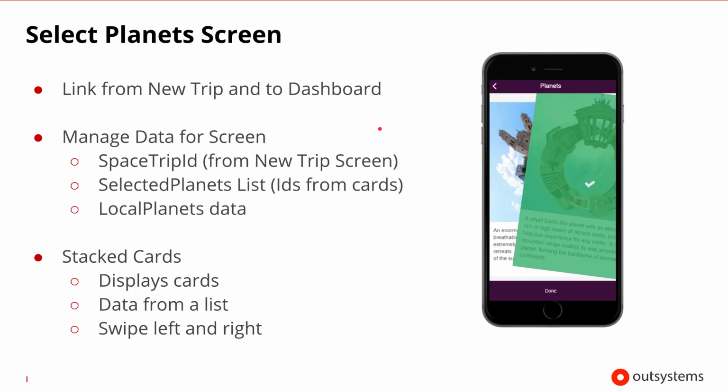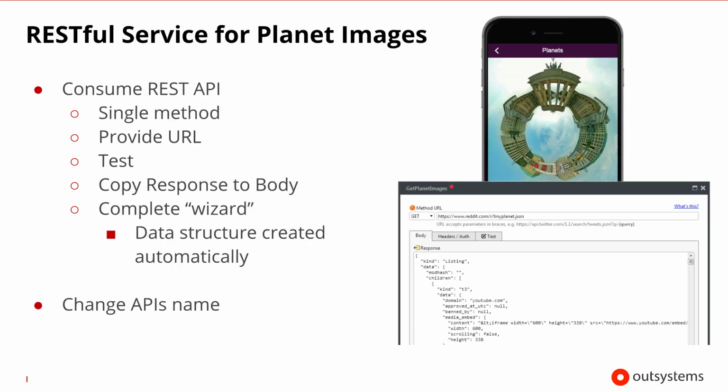Then we're going to start building our Select Planet screen, where we'll be able to see the information about the planet, and we're going to use a stacked card pattern that will allow us to swipe left and right and either throw planets away or select planets, depending on our interest in the planet.